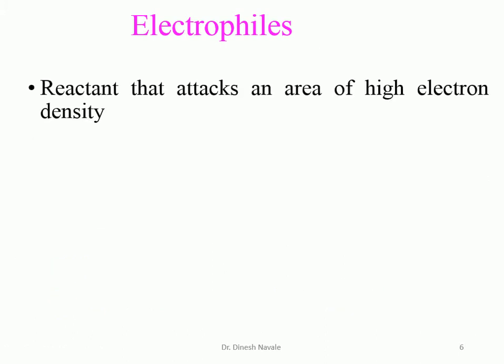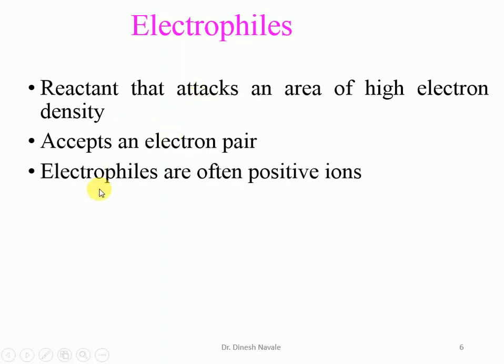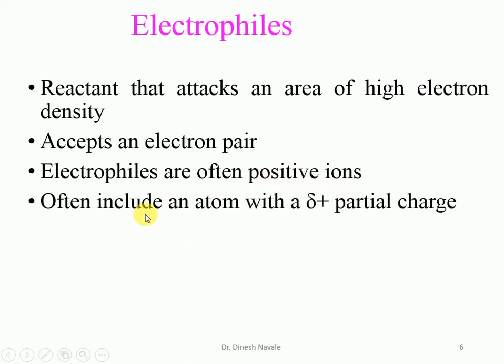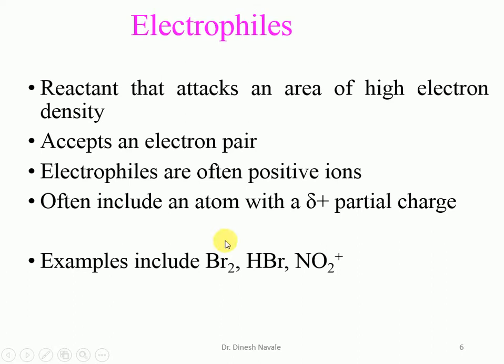A reactant that attacks an area of high electron density, this is one of the characteristics of the electrophile. So an electrophile can be attacked by a high electron region. They accept an electron pair. Electrophiles are often positive ions like carbocations, and often include an atom with a partial positive charge, delta plus. Some examples are bromine, hydrogen bromide, nitronium ion. So these are the examples of electrophiles.